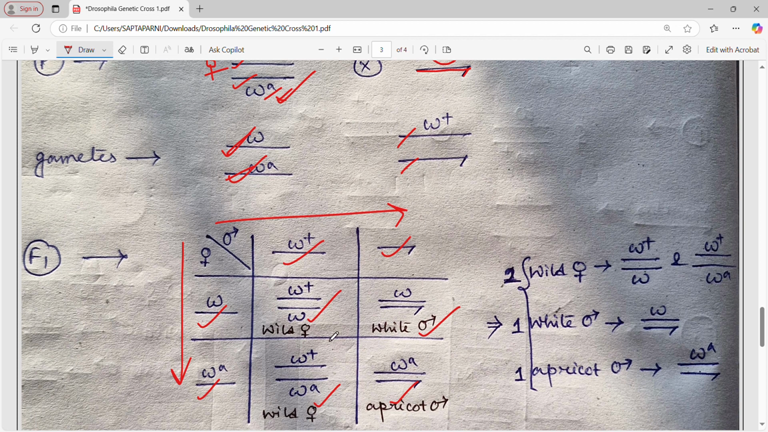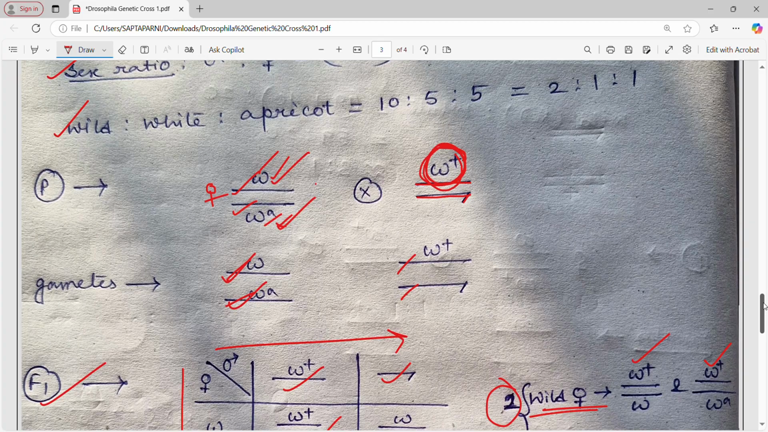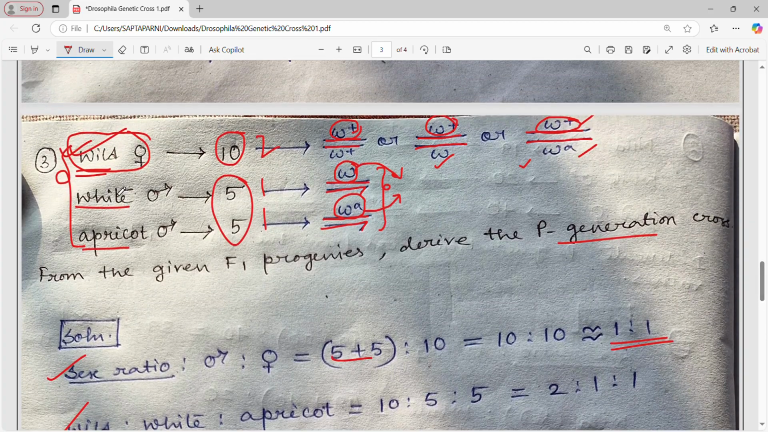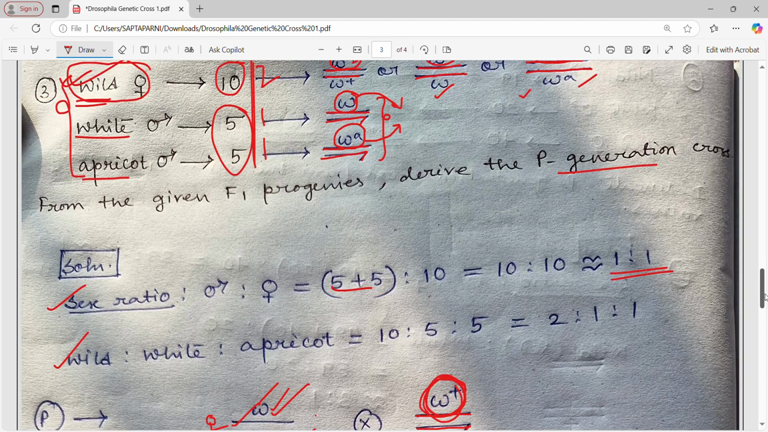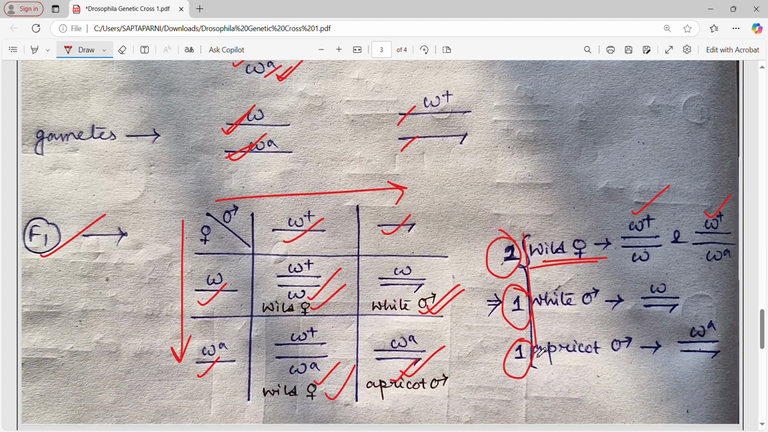So from here we can get that there are two wild females. See, two wild females are there, and these are the genotypes of these two wild female progenies of F1 generation. Then there is a single white male and a single apricot male. So you can now match the F1 generation with your question. 2:1:1. Here also 2:1:1. Got it? So our cross is correct.